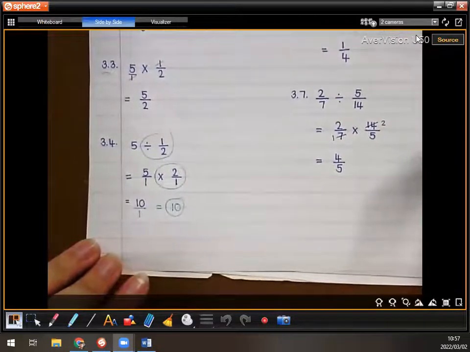Okay, any questions up until this point? Okay, 3.5.